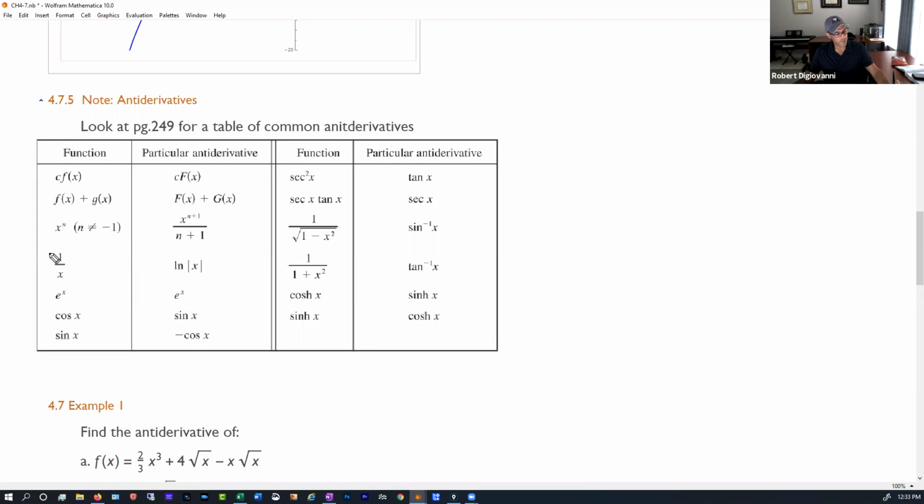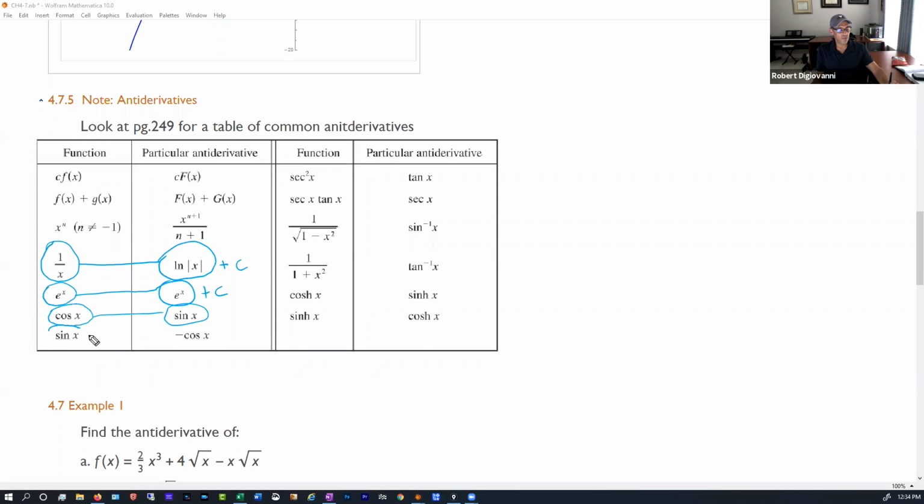The antiderivative of 1 over x, so if this is our function, the antiderivative of that would be the natural log of x. Plus c would be the general form, right? The antiderivative of e to the x is itself plus c. The antiderivative of cosine, you have to be careful, is sine. Why? Because the derivative of sine is cosine.